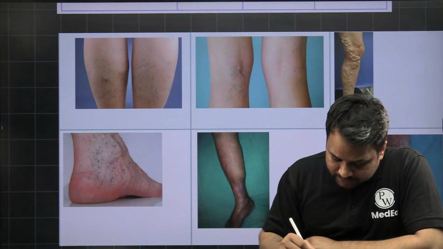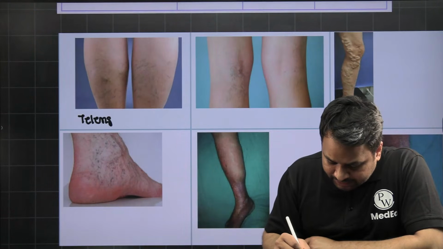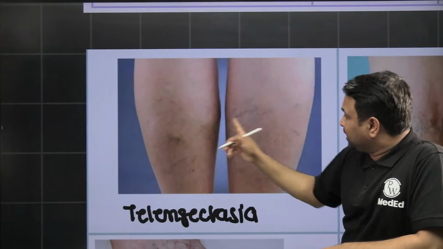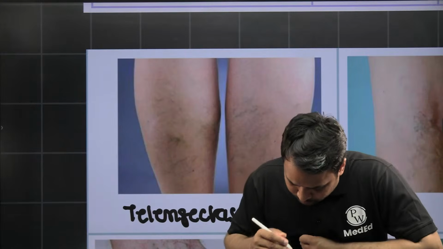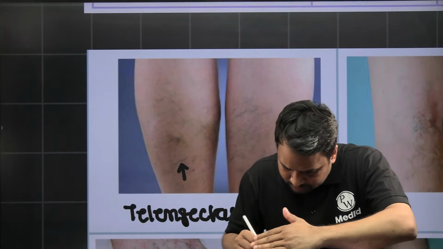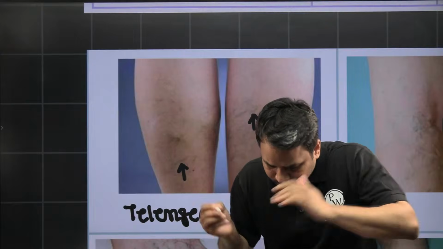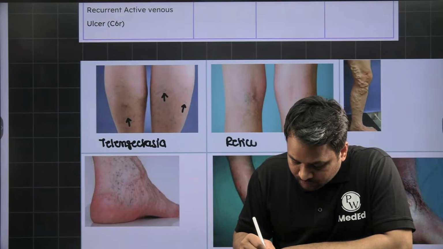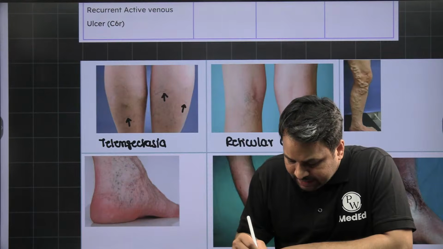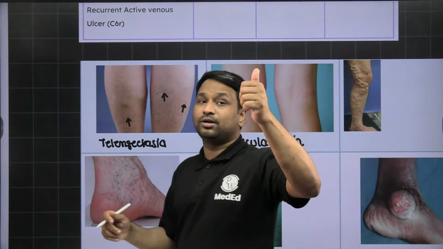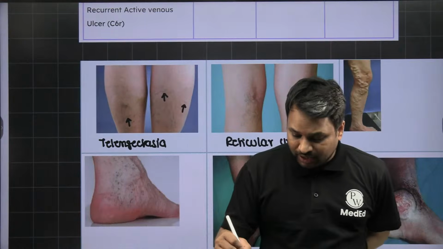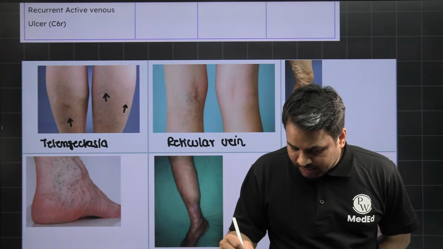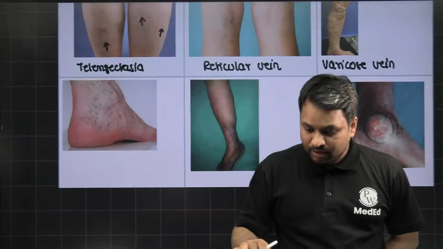Image number one, this is what we call telangiectasia. In telangiectasia, you can see the thin thread-like veins which are present. Then you have reticular veins. The difference between telangiectasia and reticular veins: telangiectasia you can't palpate, reticular veins you can palpate, right? Then you have the varicose vein. This is the image for varicose vein.